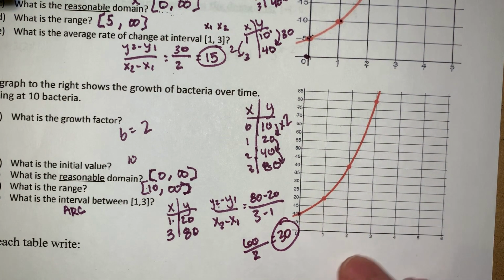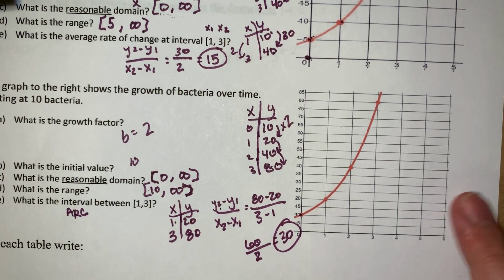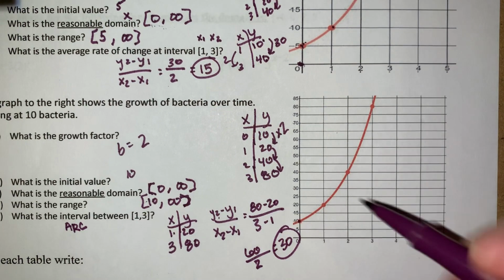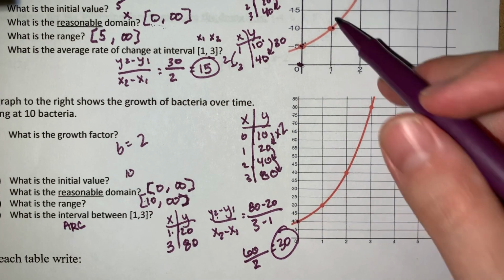So the difference here is, they start at different places between this graph and this graph, but also this one is changing faster between points 1 and 3 than the first graph.